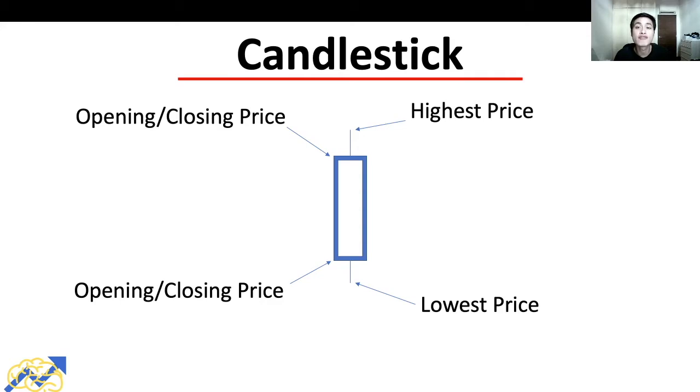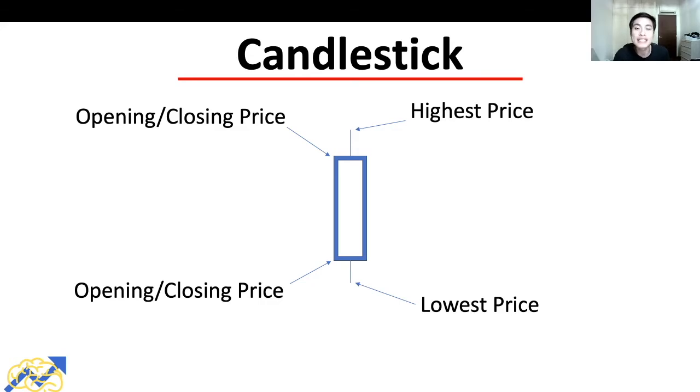But if we do not have these 4 pieces of information, but only a candlestick, we are still able to find them by reverse engineering the candlestick. With just a candlestick, we know that the uppermost part of the upper tip is the highest price. At the upper part of the rectangle, we know it's either the opening price or the closing price, depending on the nature of the candlestick. Similarly, at the lower part of the rectangle, it's either the opening or closing price. And lastly, at the lowest part of the lower wick, we are able to find the lowest price.